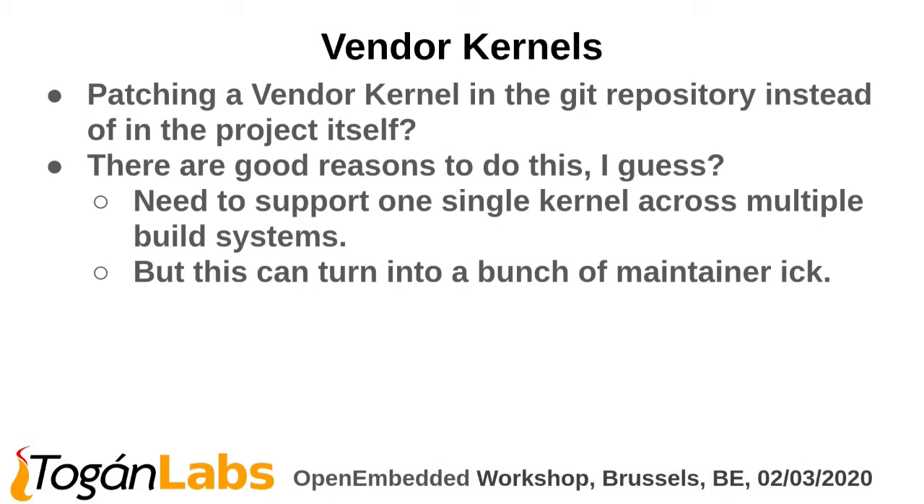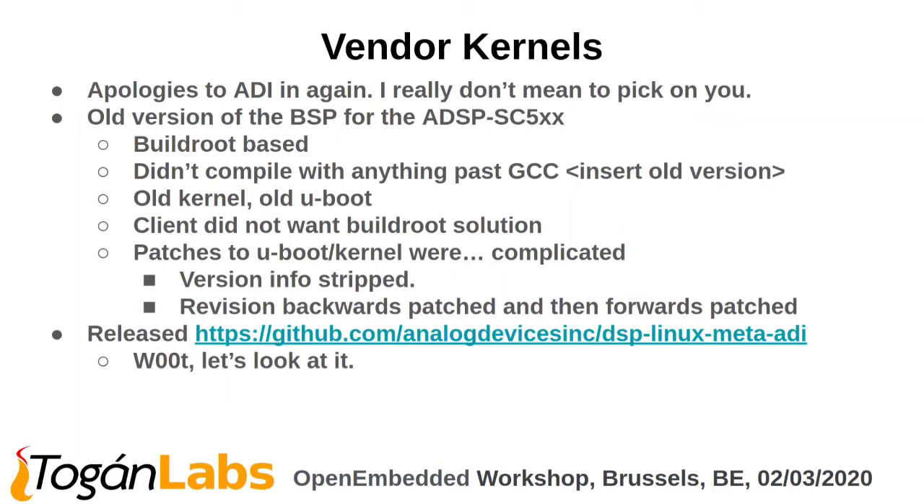So if you're patching a vendor kernel in the Git repository instead of the project itself, this probably means that vendor kernel is being used by different build systems and different processes out there. So whenever we see this, my teeth start to itch, and then I remember someone down the line is trying to get their job done, and this is the solution that they came up with. And while it may be a pain for me, this makes their life a little easier. So I don't really complain a lot about this, but there is some maintainer ick on different people's sides to do this. And I'm going to apologize to ADI again, but no one in the room wrote this, so I can talk about this.